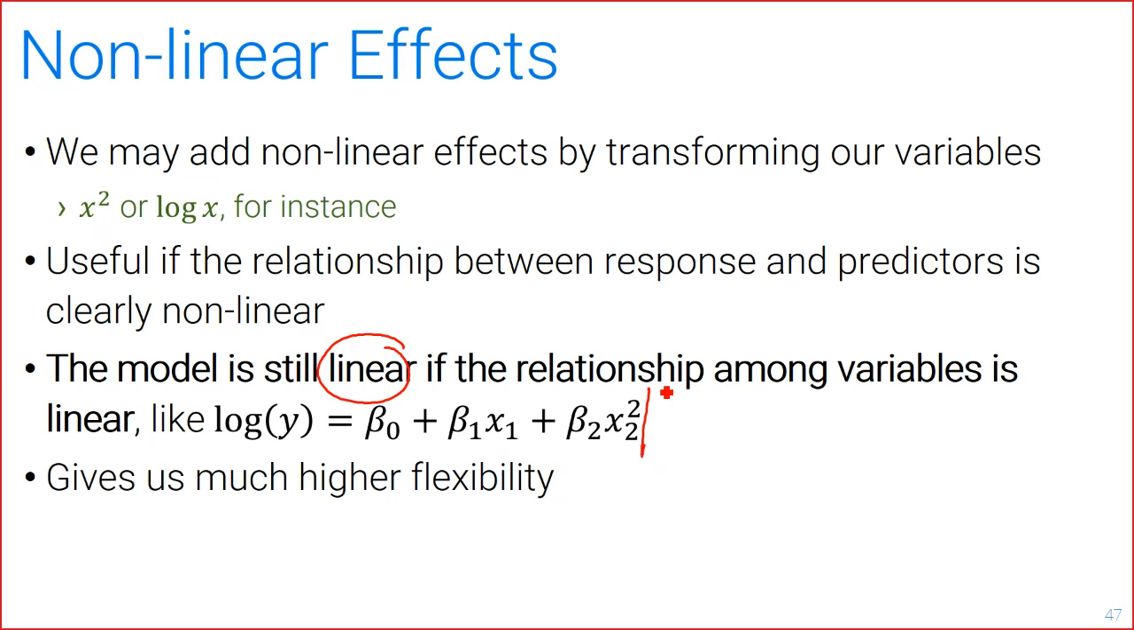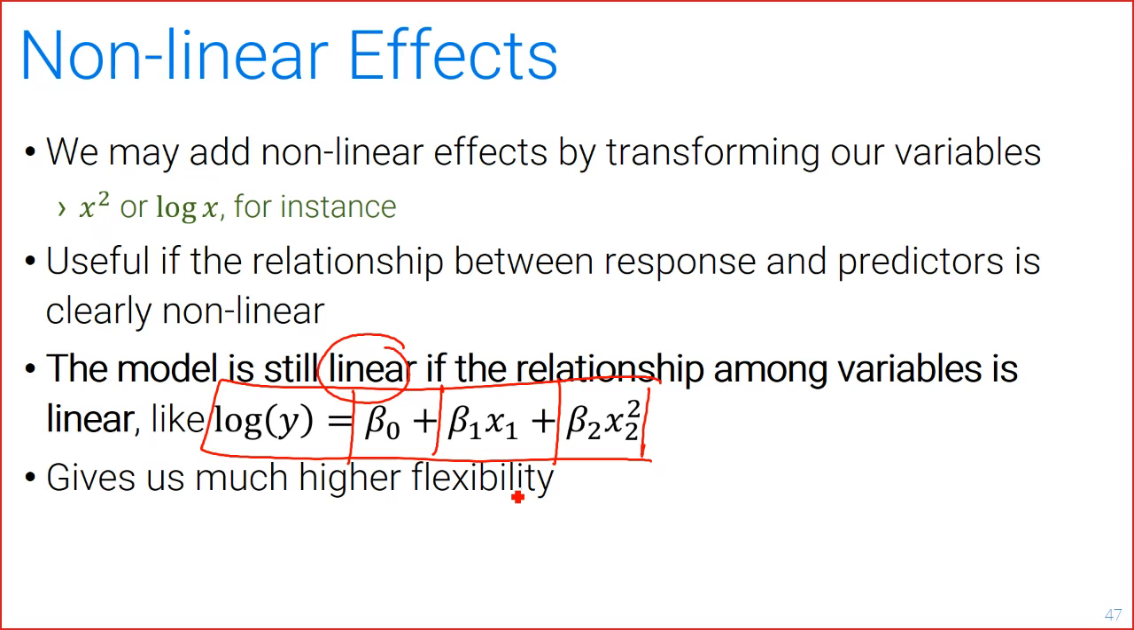So if you have a model like this, in which you model the log of I as a function of x1 and the square of x2, this is still a linear model because these three terms are related linearly. They are just additive, and you have one coefficient per term of the model. So this is perfectly fine. This is still a linear model. And the good thing is that it's going to give us much higher flexibility.